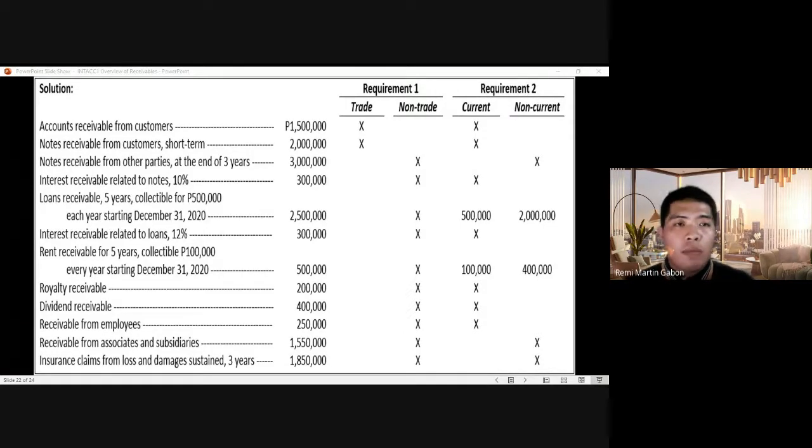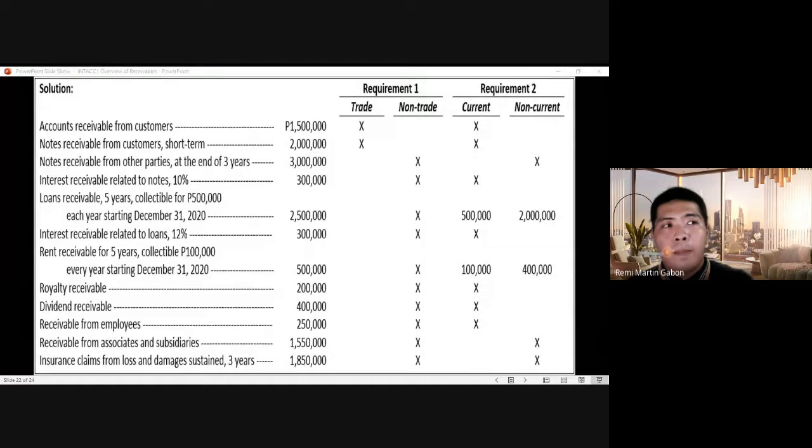Next, notes receivable from other parties at the end of 3 years. The same notes receivable, however, coming from other parties. By that alone, we can analyze it to be under non-trade. Then the next information, at the end of 3 years. So that's our clue for it to be considered as non-current. So non-current siya. Next, interest receivable related to notes, 10%. So may interest receivable tayo. Usually, long-term receivables involve a significant amount of interest.